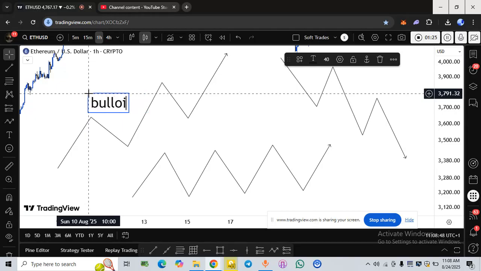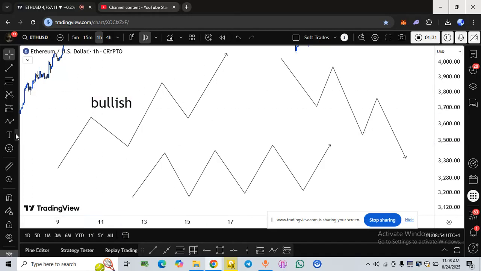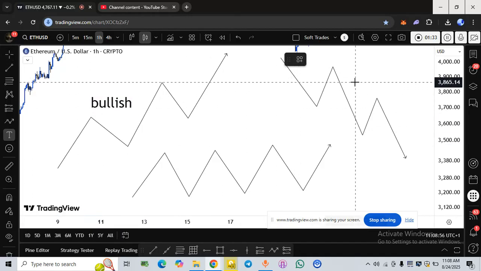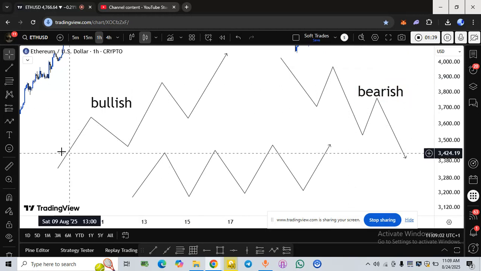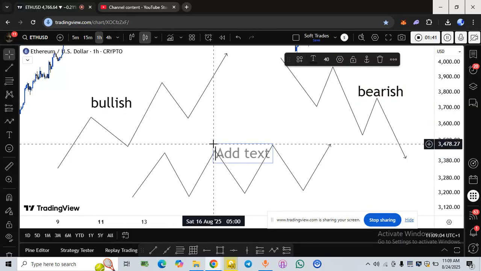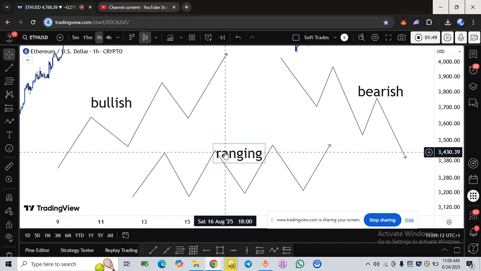All right. Now, I know this is already basic things you already know, but just stick to the end of this video because I'm going to give you an analogy that will help you understand why the market moves the way it does. So this is a ranging market. All right, so this is when the market is bullish, bearish, and ranging.